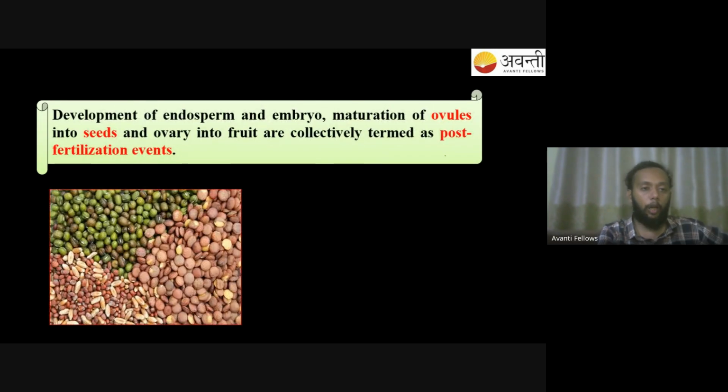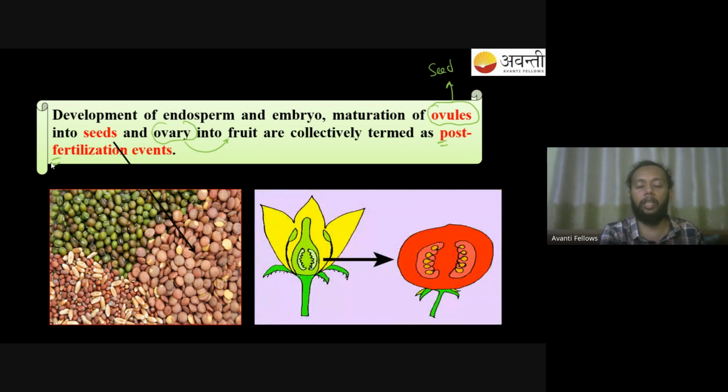Now, development of the endosperm and embryo, maturation of ovule into the seeds, and ovary into the fruit are collectively termed as post-fertilization events. So, after double fertilization, what will happen? The ovule will start developing into the seed, right? Your ovary will turn into the fruit. That will also initiate. आपका ovary fruit में convert हो जाएगा. These are called post-fertilization events. So you can see your ovule will turn into the seed and the ovary will turn into the fruit.